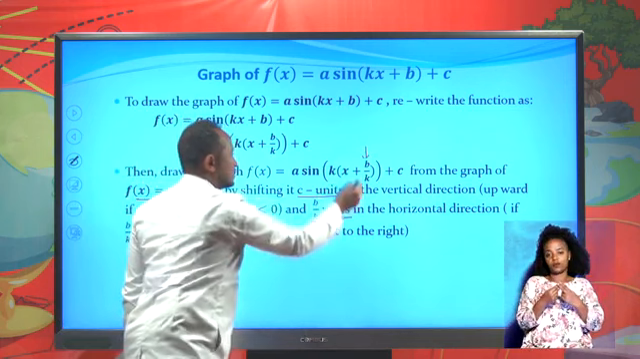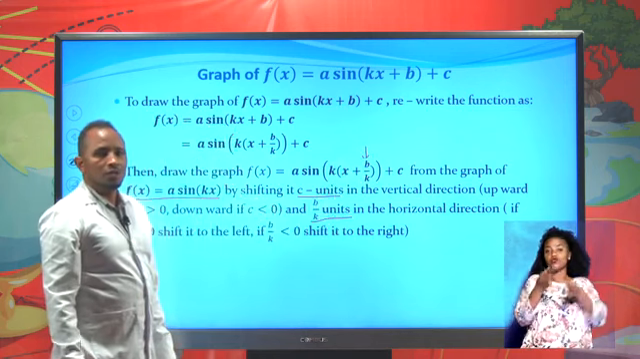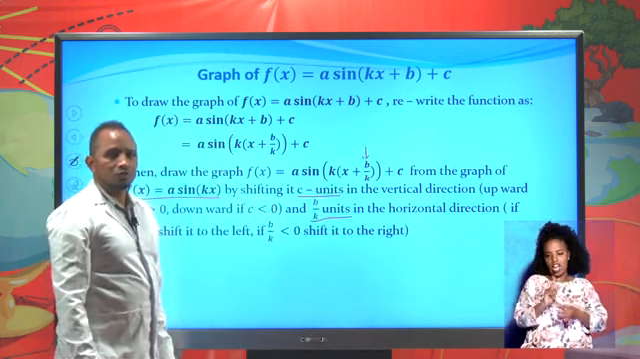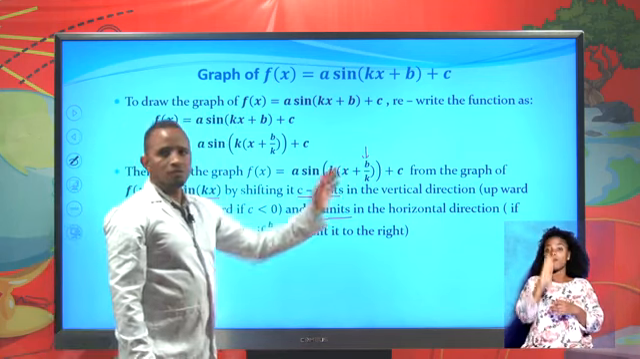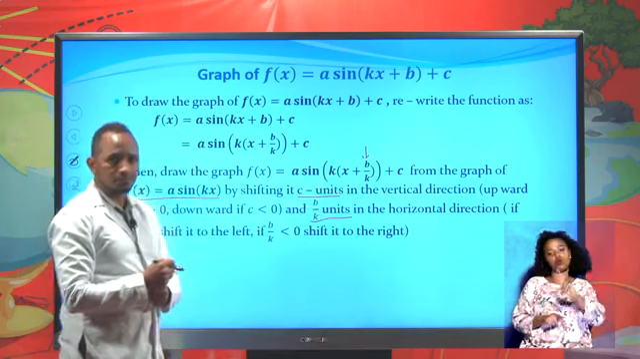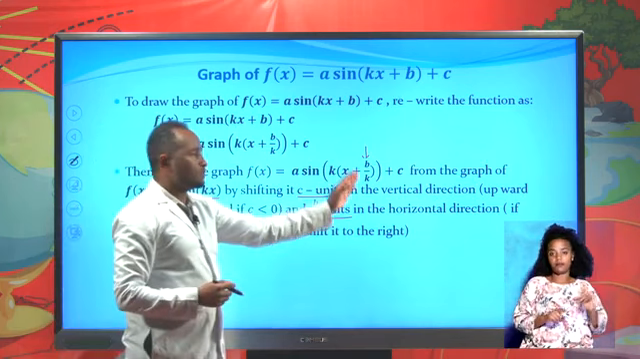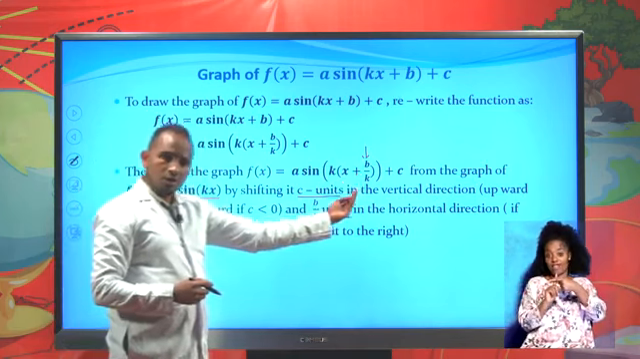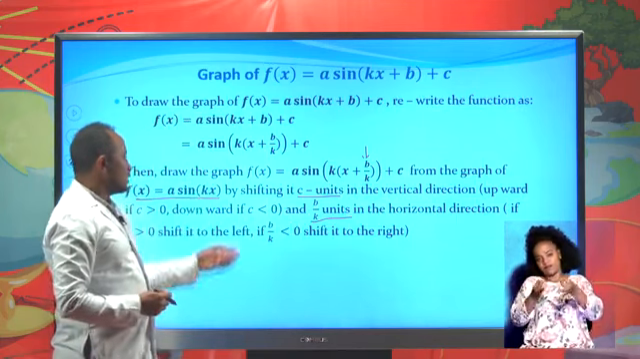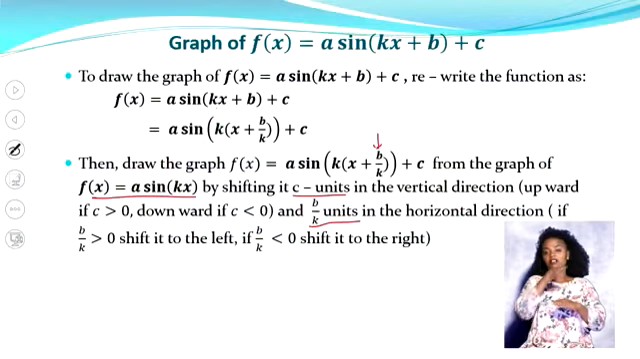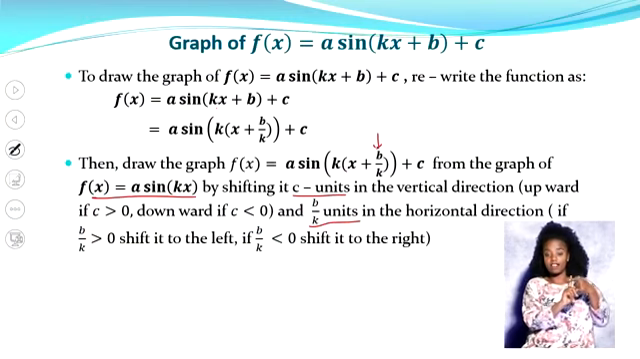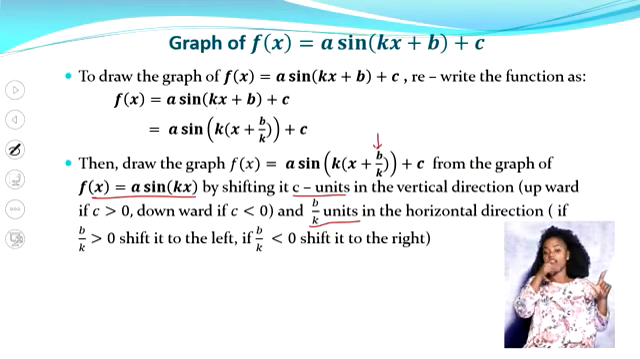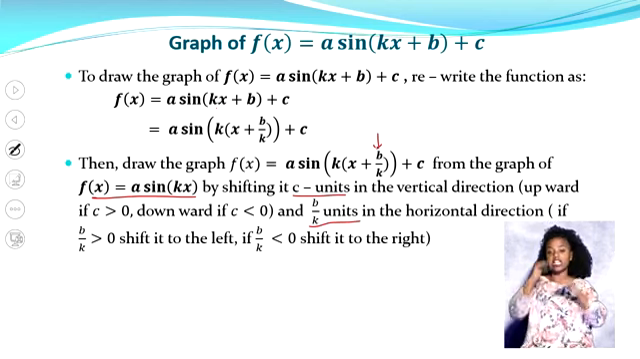for this part. You shift b over k units in the horizontal direction. If b over k is negative, you shift to the right. If b over k is positive, you shift this to the left. Therefore, you shift the graph b over k units in the horizontal direction. If b over k is positive, in that case you shift to the left. If b over k is less than 0, you shift to the right.